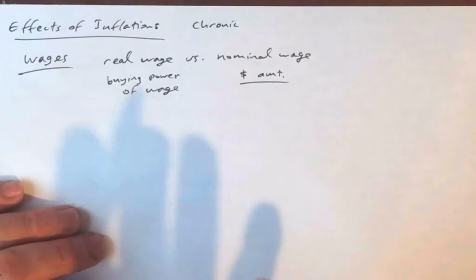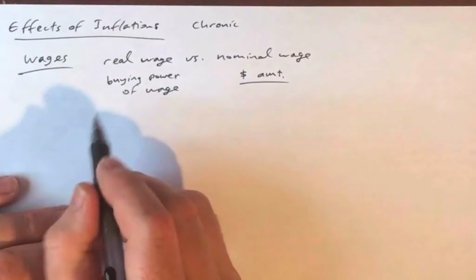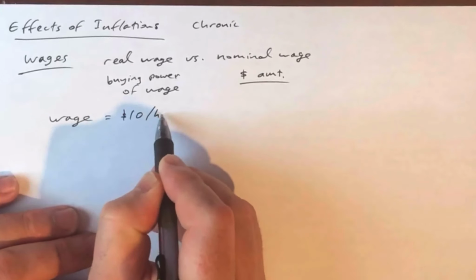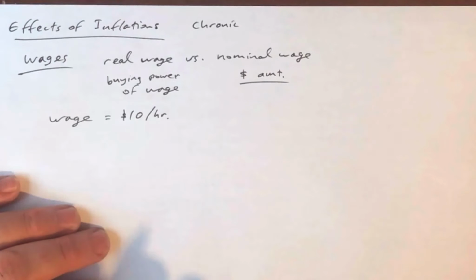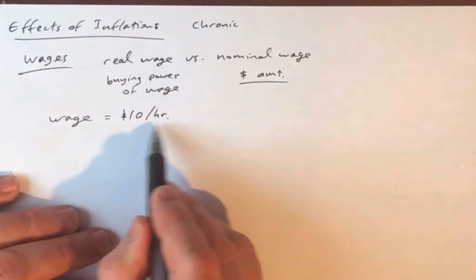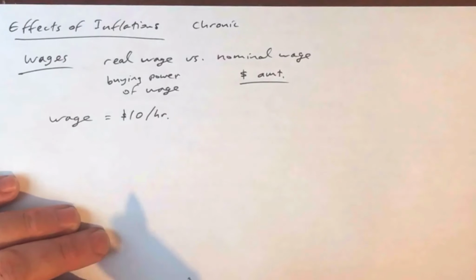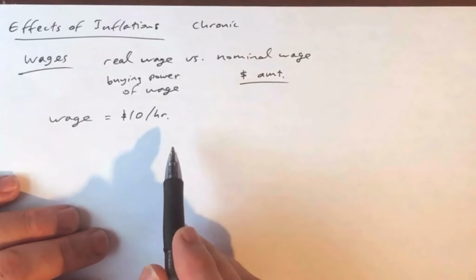So, example. Let's say your wage is equal to $10 per hour. There's a couple of things that can happen here. Let's say that this is your nominal wage, $10 an hour, because you're always paid a nominal figure. You're paid a certain number of dollars per hour, if you get paid by the hour. So that's the nominal part.